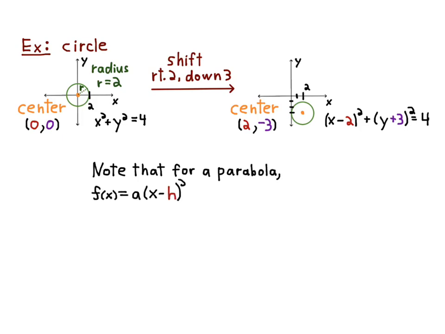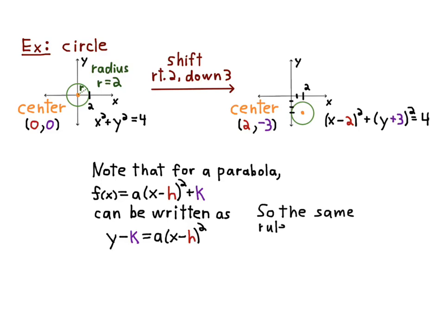Note that for a parabola, f of x equals a times (x minus h) squared plus k, can be written as y minus k equals a times (x minus h) squared. So the same rule applies here as well. People get confused because they're thinking, oh, you take the opposite of the number after the x, but you don't take the opposite of the k. But you do if you're putting it on the left side next to the y. If you put it next to the y, then it's the exact same rule.